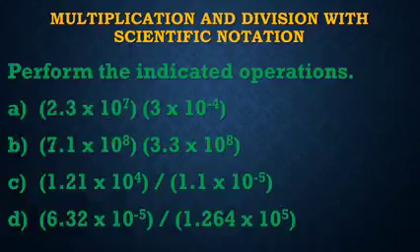Example. Perform the indicated operations. Letter A, 2.3 times 10 raised to 7 times 3 times 10 raised to negative 4. Letter B, 7.1 times 10 raised to 8 times 3.3 times 10 raised to 8. Letter C, 1.21 times 10 raised to 4 divided by 1.1 times 10 raised to negative 5. Letter D, 6.32 times 10 raised to negative 5 divided by 1.264 times 10 raised to 5.